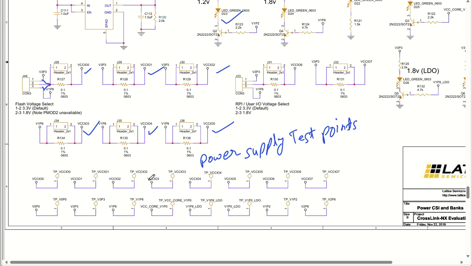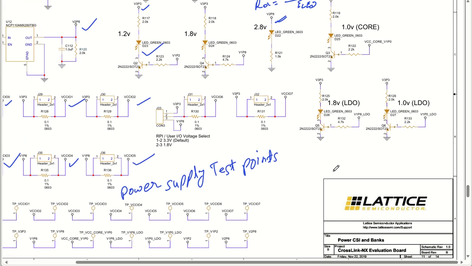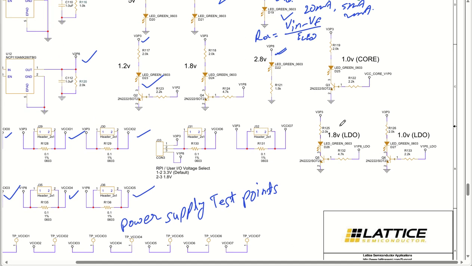We have all the voltage rails, and their test points are given. So if you want, you can test that voltage level by probing the PCB. Similar to that, two more LDOs, like regulators, were used, 1 volt and 1.8 volt. So they also have an LED indicator using the transistors. Okay. And the other VCCIO 6 and 7.